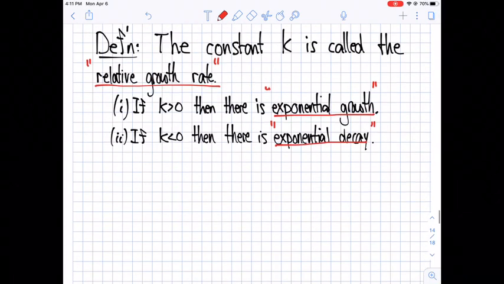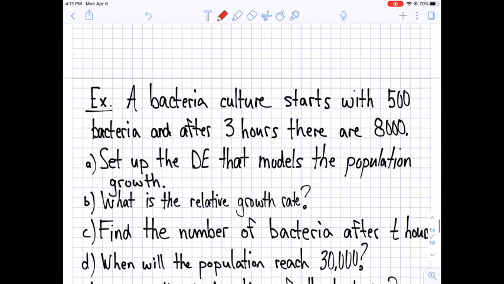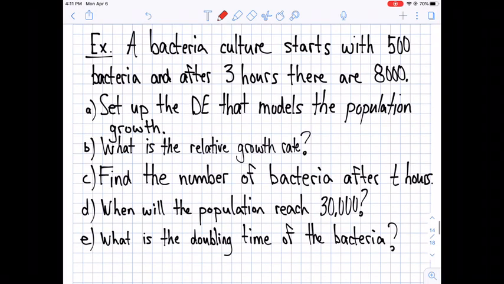So let's take a look at an example. Here we're looking at population growth, the population of bacteria. We have that our culture is starting here with 500 bacteria, and we want to make sure that we don't miss any information. After 3 hours, we're going to have 8,000 bacteria, and we'd like to start by setting up the differential equation that models this population growth.